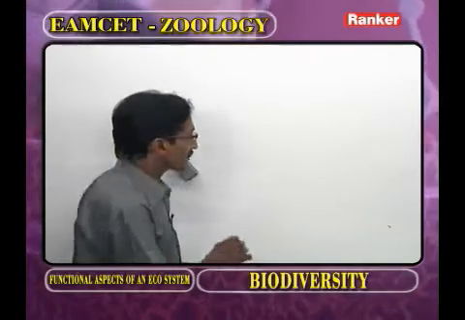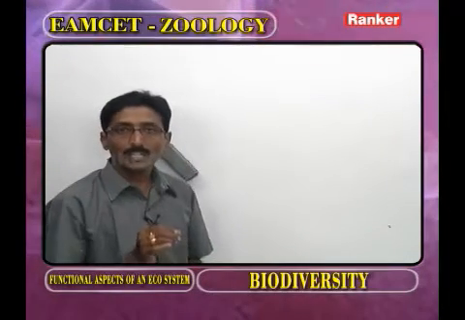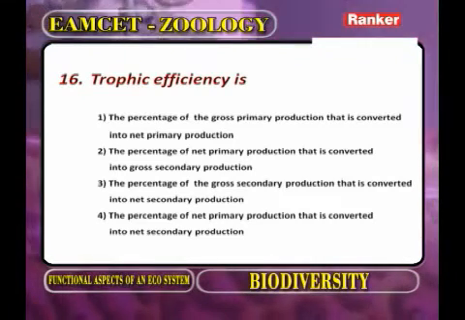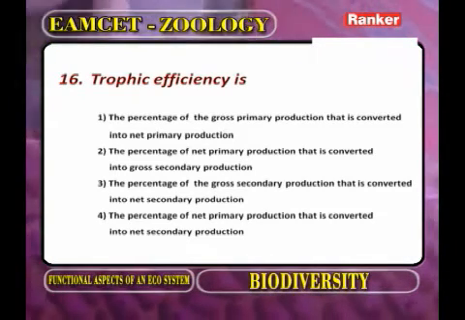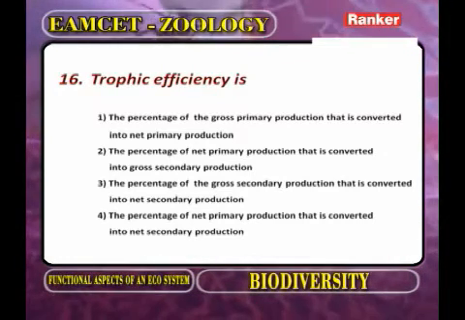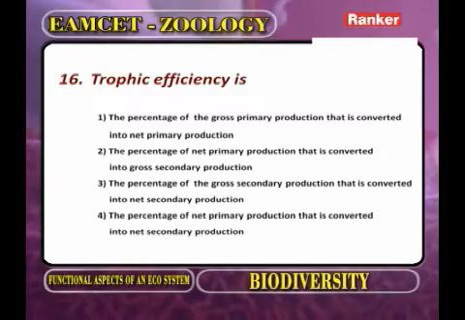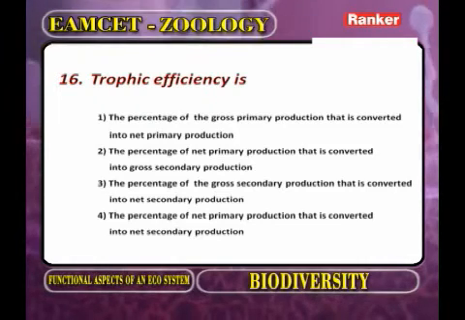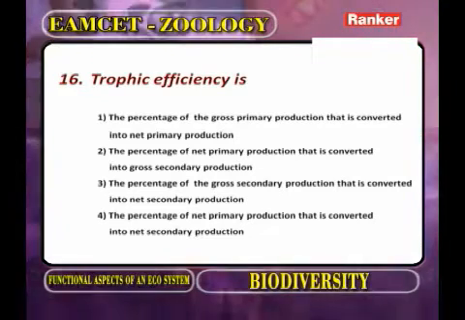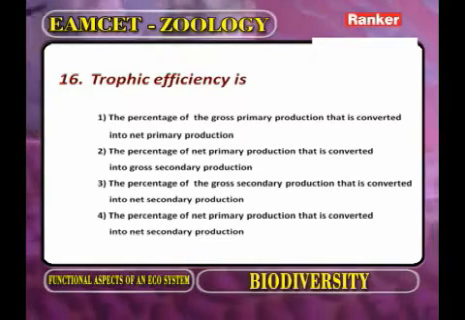Now we go for the next question. What is meant by trophic efficiency? Now, where do we have to observe this? Energy flow. While explaining the energy flow, one we call exploitation efficiency, and the second one we call assimilation efficiency. And here, what is the trophic efficiency?